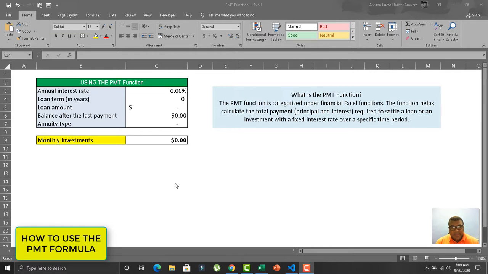This is a function of the financial Excel functions category. So with that being said, this means that this is not a common formula that you use every day, but this formula basically calculates a total payment that you will have based on the principal, or the initial amount, and the interest that you will have on it. And this is required when you're settling a loan in an institution. It could be a bank or, I don't know, your pawn shop, or whichever way you get that money from.